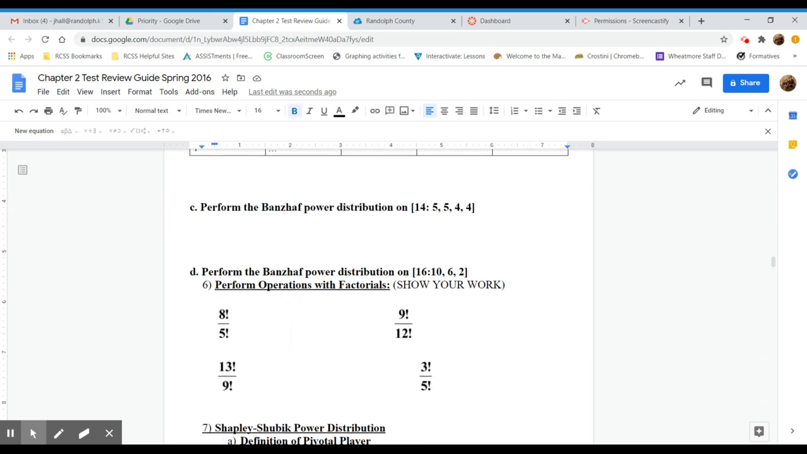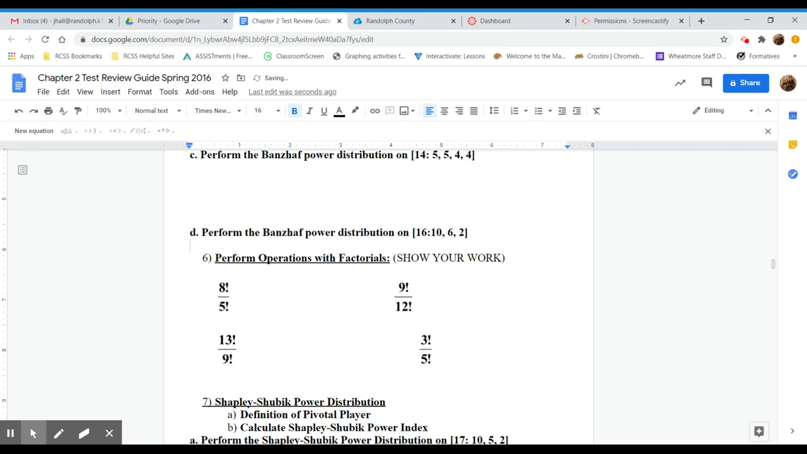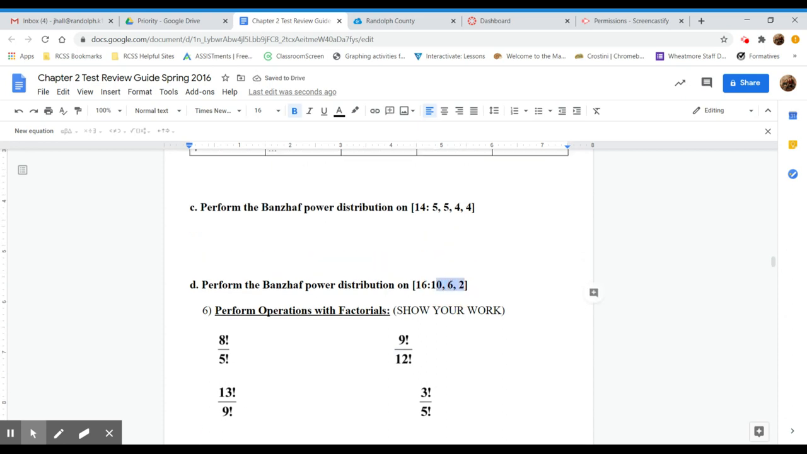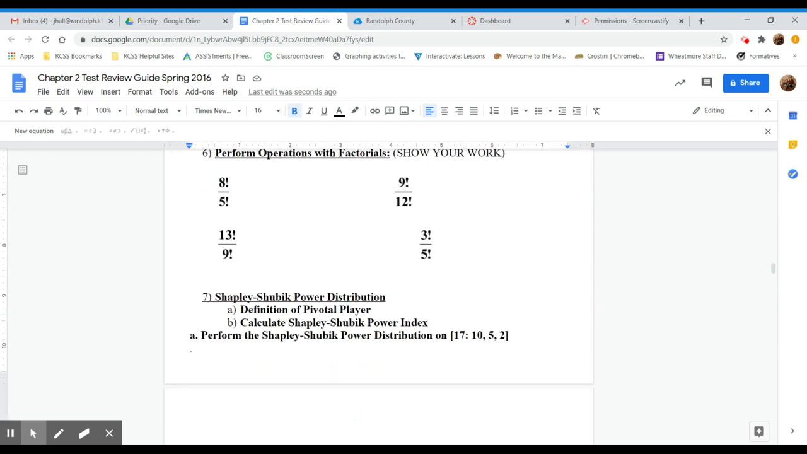All right. So I'm going to leave you C and D to do. Not bad, not bad at all. There's a 3 system and then a 4 system, but it's short. There's not a ton of winners there.